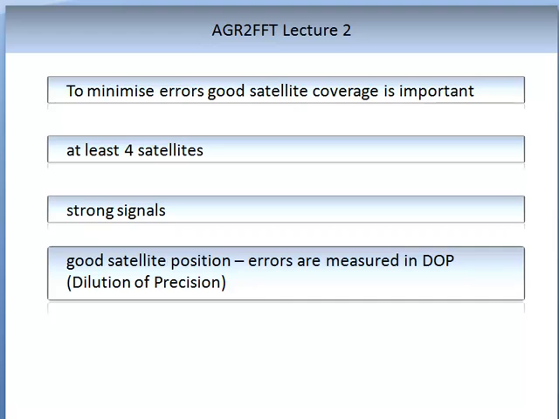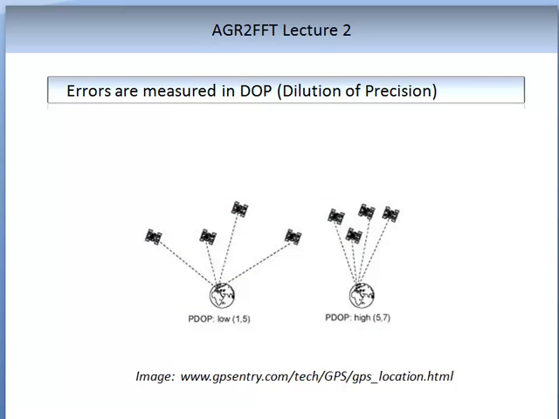In order to minimize errors, good satellite coverage is important. You require a minimum of 4 satellites, strong signals, and a good satellite position. Errors can be measured in DOP, or dilution of precision units. The image below shows you 2 different dilution of precision measurements. The one on the left hand side gives a unit that is low, 1 to 5, whereas the one on the right hand side gives you dilution of precision measurements that are high, 5 to 7.